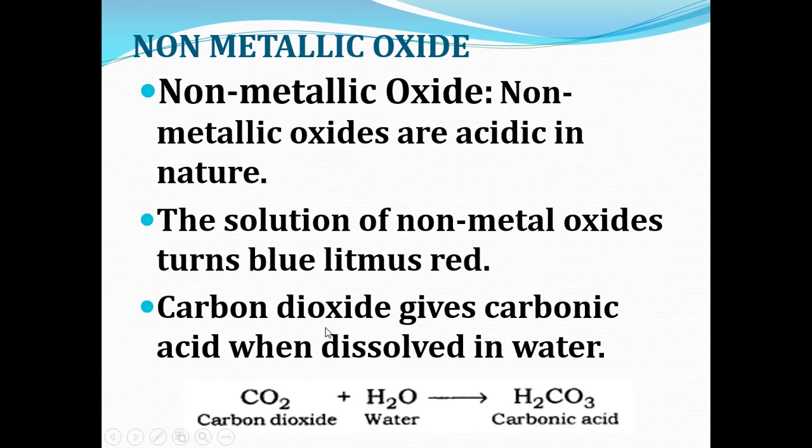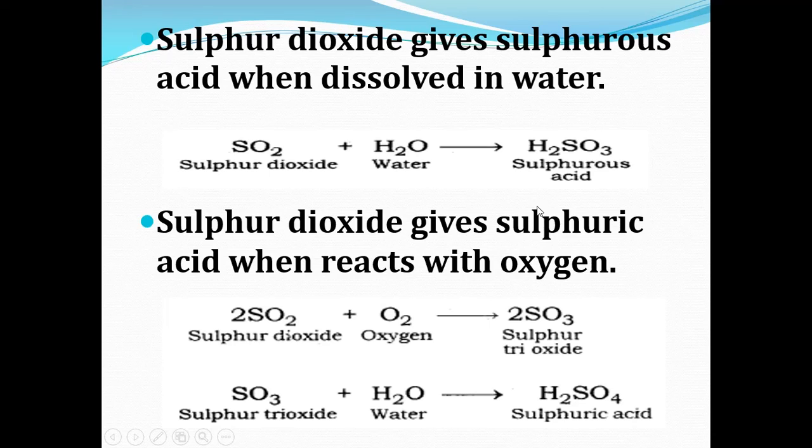Then carbon dioxide will give carbonic acid when dissolved in water, that is H2CO3. Now sulfur dioxide. Sulfur dioxide gives sulfurous acid when dissolved in water. So SO2 plus water gives sulfurous acid, that is H2SO3.